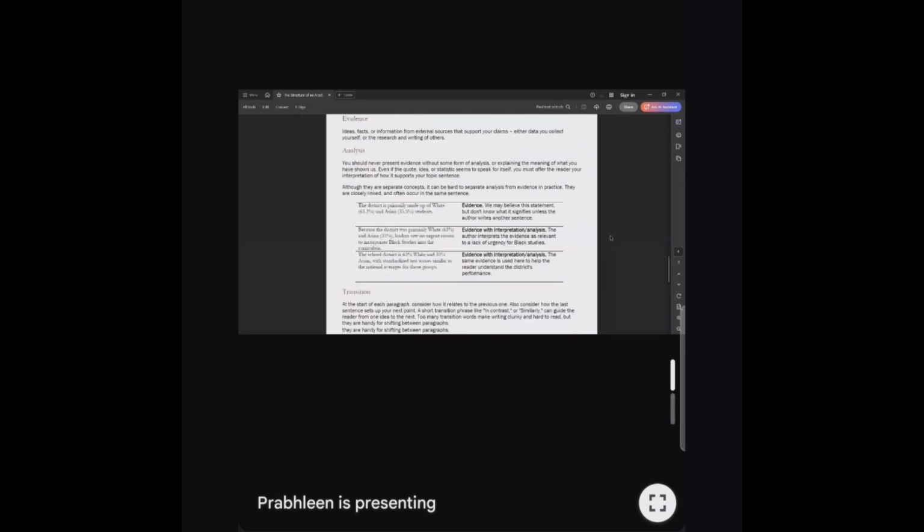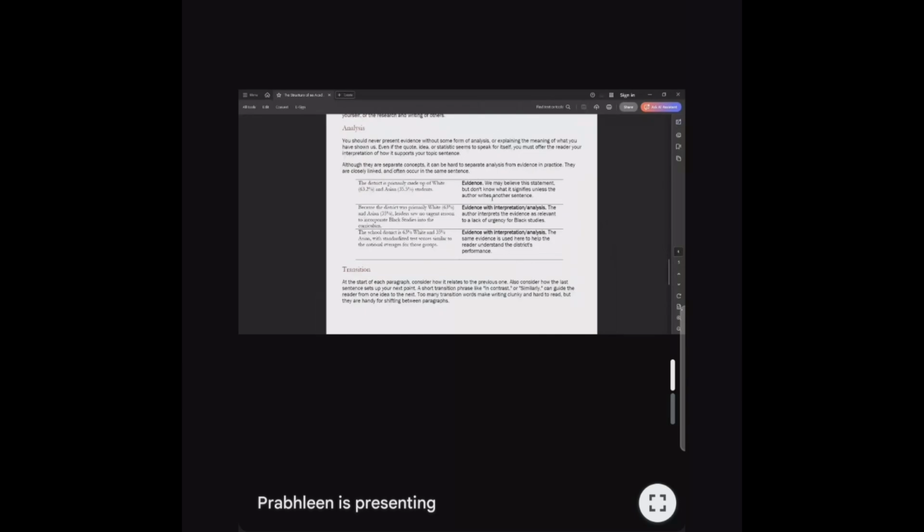For example, here, it's a table which we did. Let's say it's a US-based paper, so they have a lot of US examples. They are talking about a district that is primarily based on white people, that is 63%, and Asian people, that is 35%.